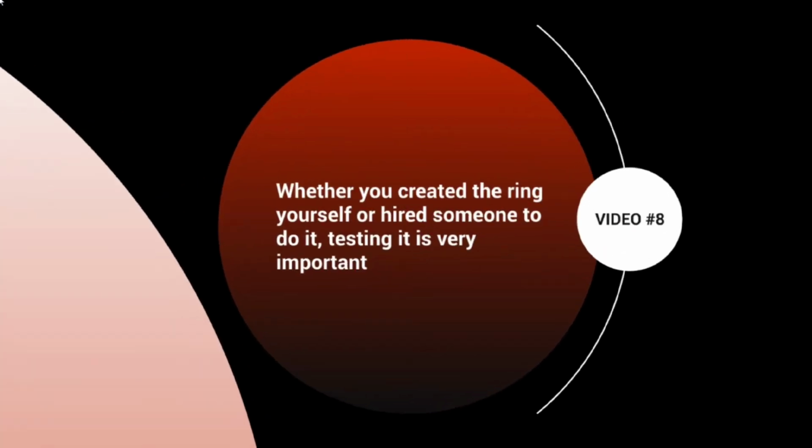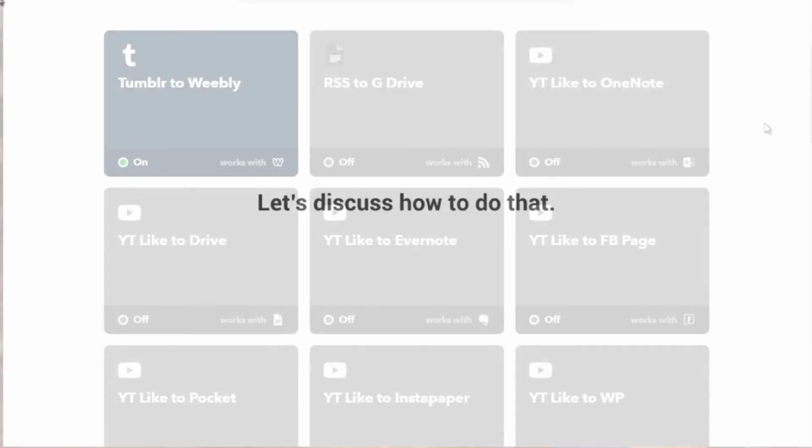Whether you created the ring yourself or you hired somebody to do it, testing is very, very important. In fact, we outsource most of our rings, but we still have to go back and test it out. A lot of times these freelancers will test it out, but they're really relying on you to test it out because they can't upload a YouTube video to your YouTube channel unless they have access. And a lot of times we don't give them access for privacy and security reasons. So let's go ahead and discuss how to do that. Let's hop on back over to IFTTT and I'll show you how you need to test things out.